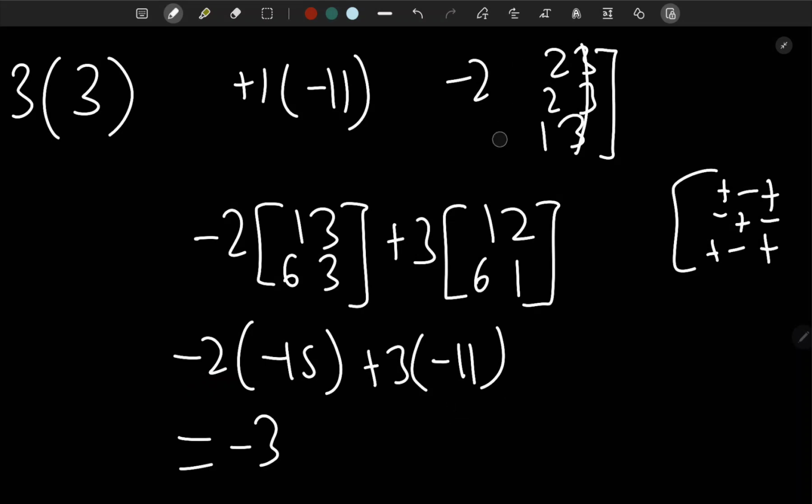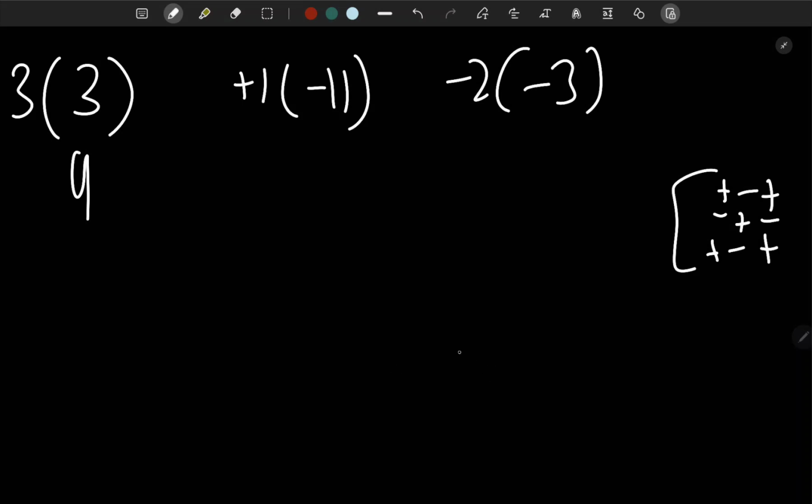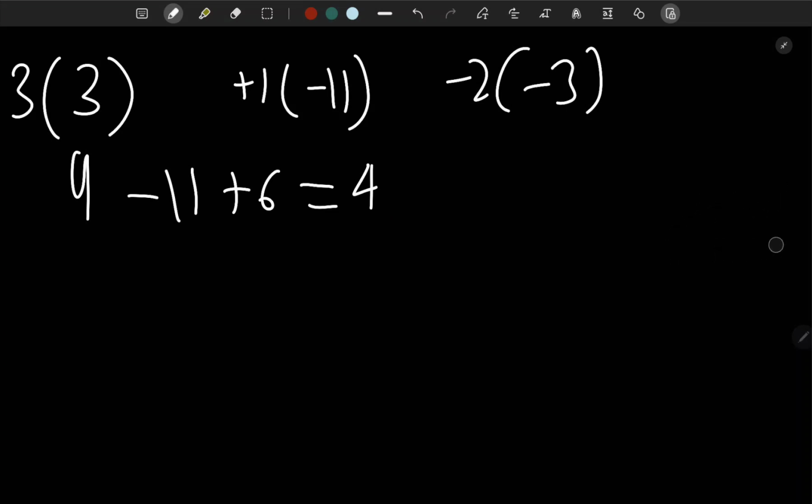So again, don't replace the entire thing. We still need to multiply it by negative 2. So now it's just a matter of simplifying here. So 9, and here we have minus 11 plus 6, and this answer is 4. So the final answer is 4. So it does take this long, and as always, I do have a shortcut method for you guys.